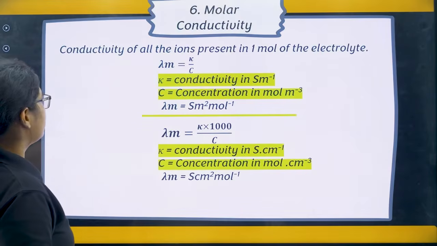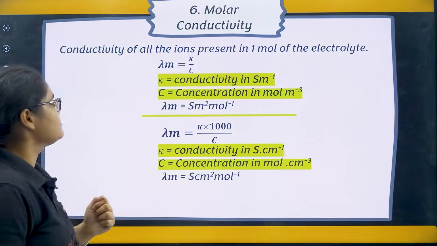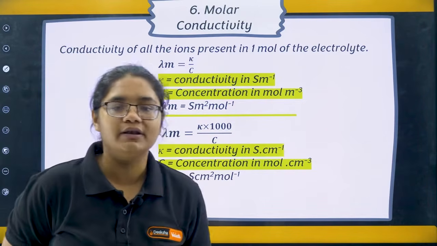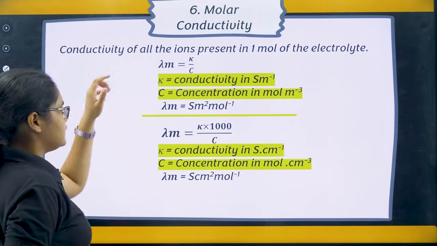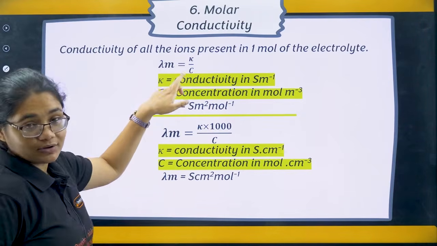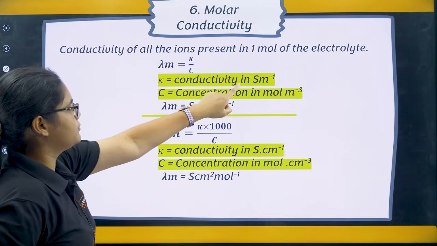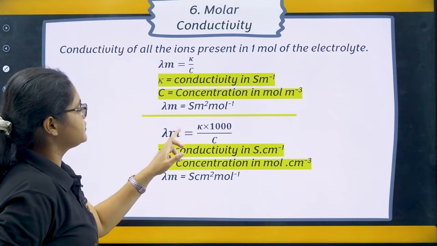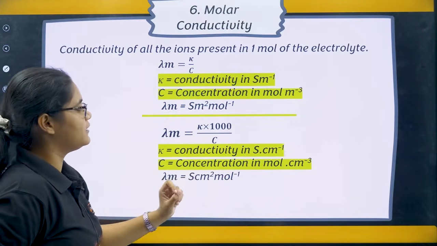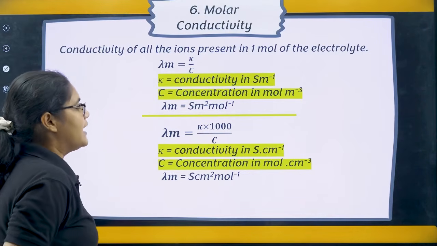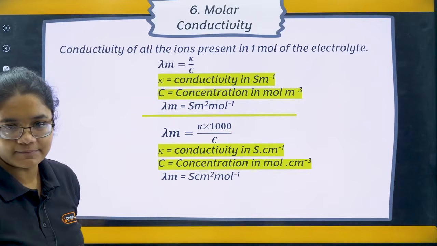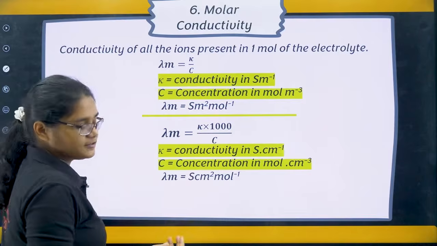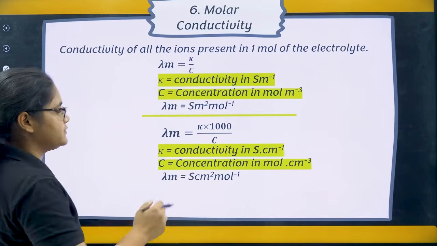Fine. Next we will move to another term, that is molar conductivity. Molar conductivity is the conductivity of all the ions present in 1 mole of an electrolyte. The formula is lambda m equal to kappa by concentration, where the kappa unit should be in S meter inverse and the concentration in mole meter cube. If the unit of kappa is in S centimeter inverse, then the formula changes and it becomes kappa into 1000 by C. The units of molar conductivity are S meter square mole inverse or S centimeter square mole inverse.